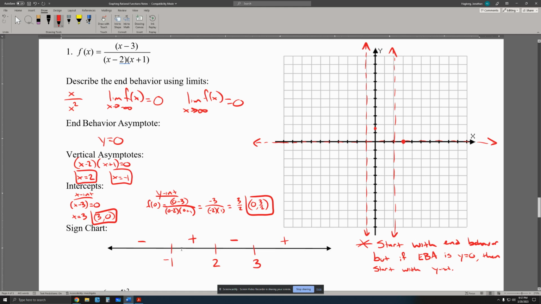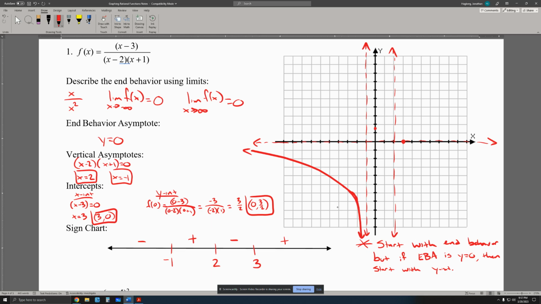I know that on the left side of -1, the function is going to be negative. So that tells me, just a quick sketch of the function, it's going to be approaching 0 from the left-hand side, and then it's also going to be approaching negative infinity on the left-hand side of this asymptote. So try to draw that nice and curved.